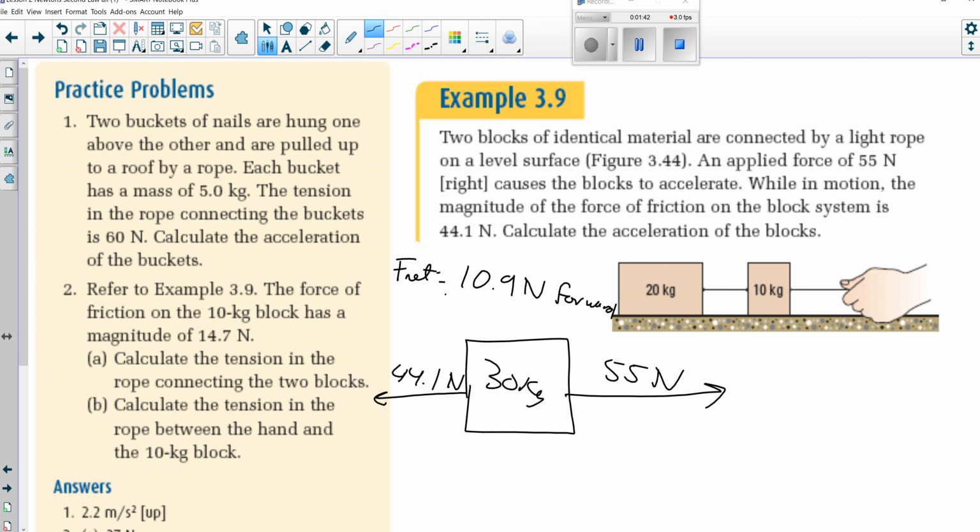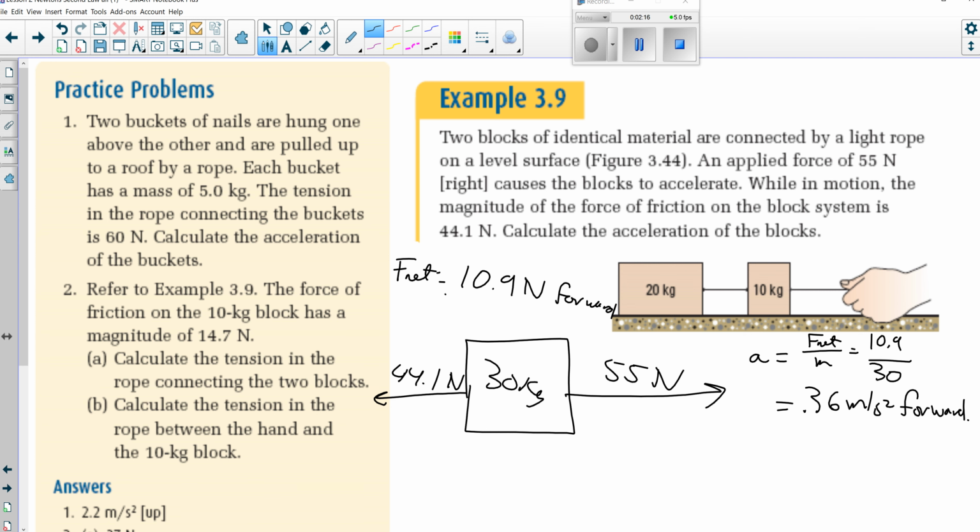Once we knew the net force, then we were able to calculate the acceleration of the blocks, or a question might also say of the system, by using F net equals m times a, manipulating it for a. So a equals F net over m, which was 10.9 divided by 30, which came out to 0.36 meters per second squared forward. Now, that was how that question started.